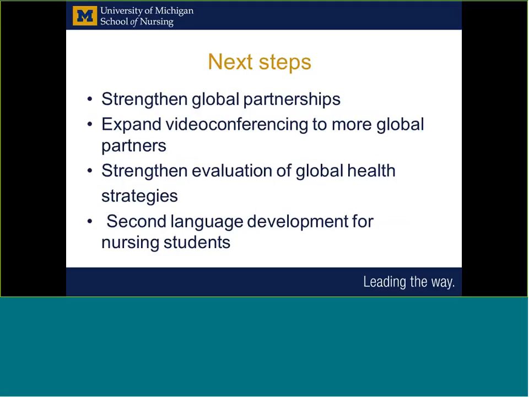We are currently working on strengthening the evaluation of our global health efforts and trying to look at how we might measure an increase in cultural awareness or cultural competence. There are a number of terms now being used. But we would like to look at what kind of difference it is making with our students.